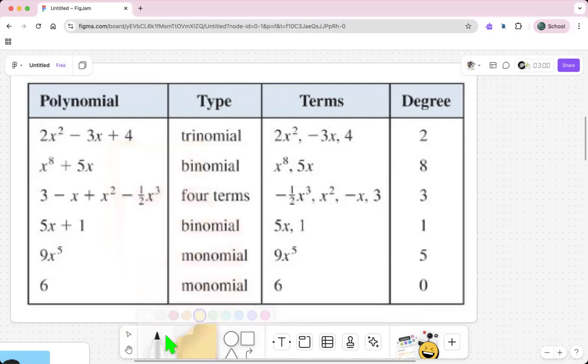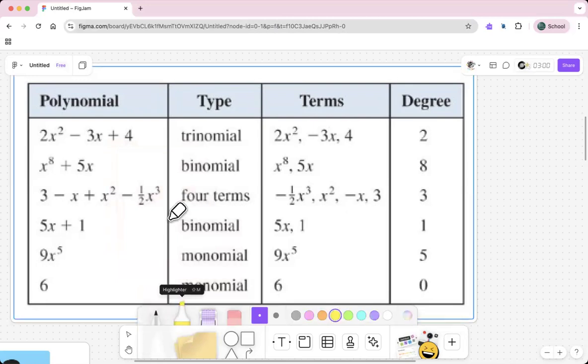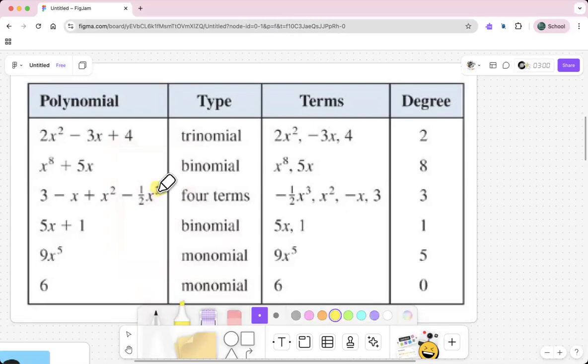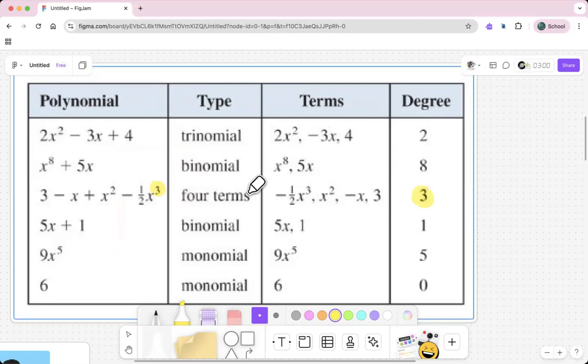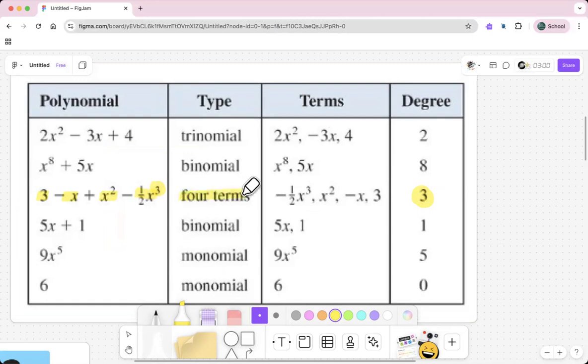So I'm going to take my highlighter and highlight x to the power of 3. That is why the degree is 3, but I have 1, 2, 3, 4 terms all together, and that's what makes this a polynomial function of 4 terms. I'm just highlighting my highest powers in each case.